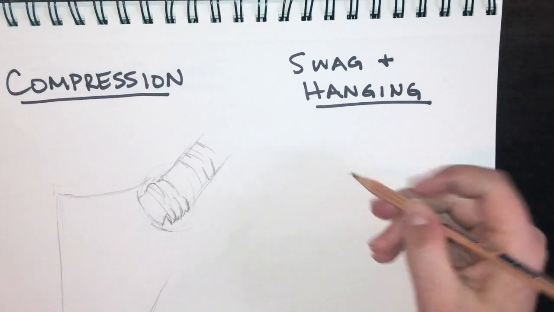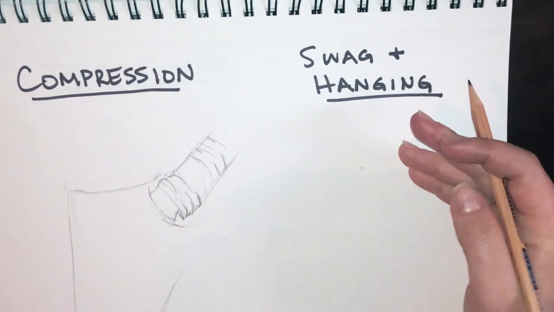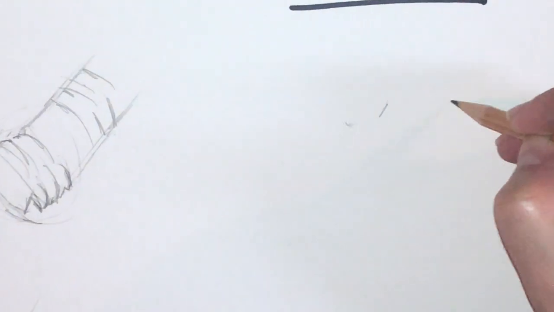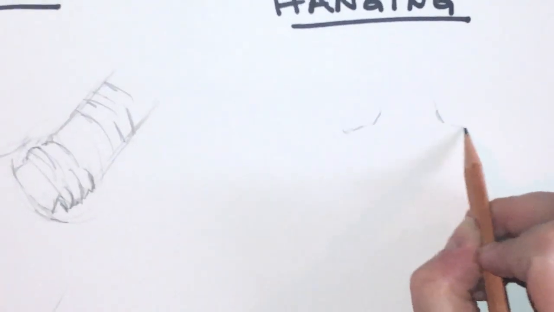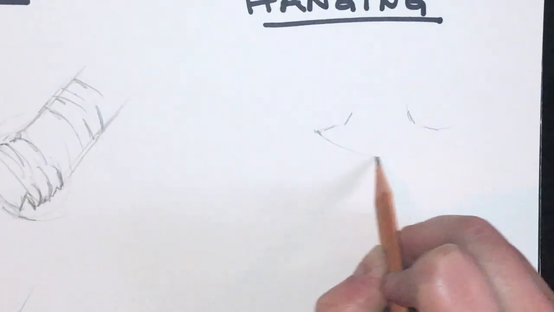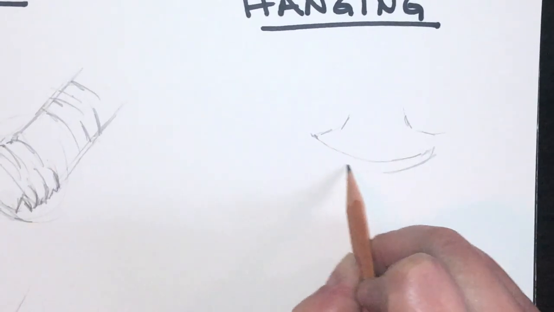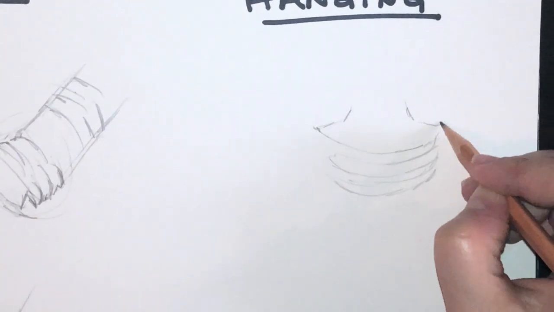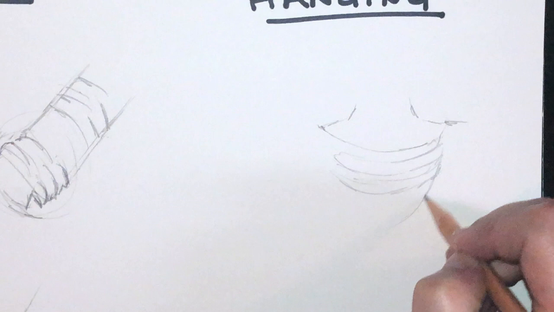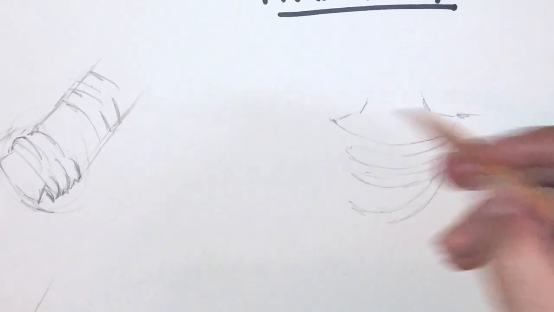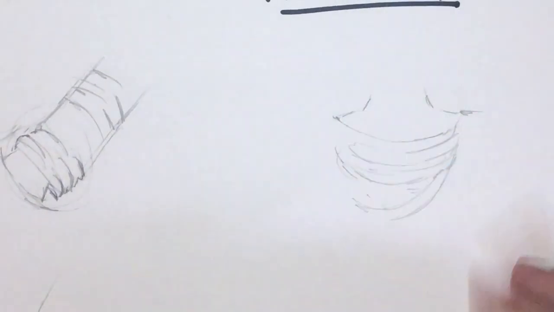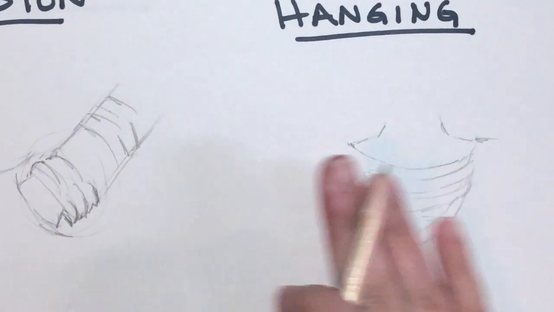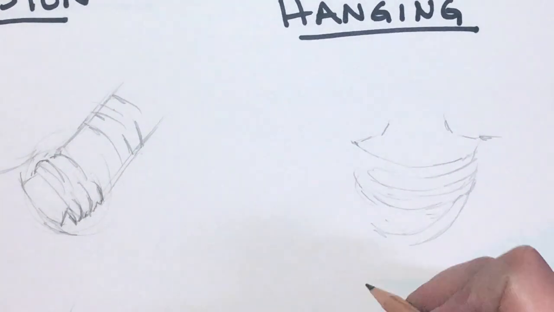Let's say that I was trying to show a loose blouse or a cowl neck blouse, if you know garment terminology. Right, so I've got my shoulder line here, and I've got my blouse, and I'm trying to show that gravity is weighing down the blouse, right? So a lot of swag hanging wrinkles look almost like a seesaw kind of effect.